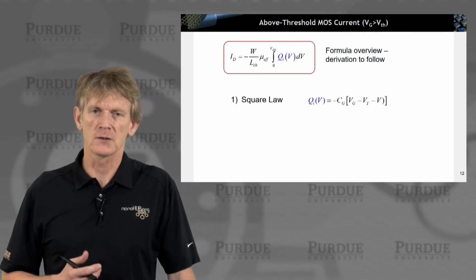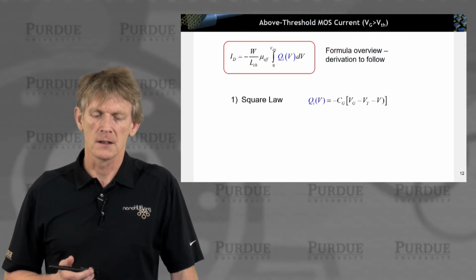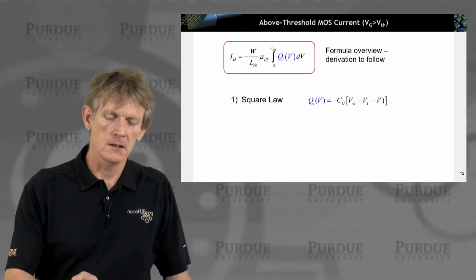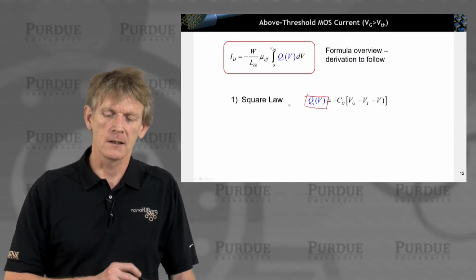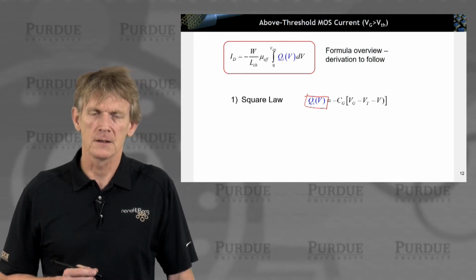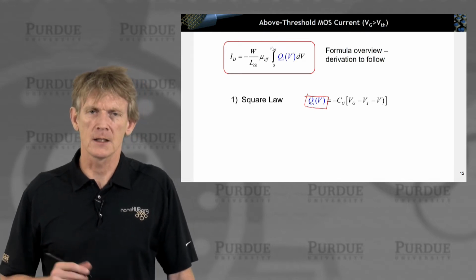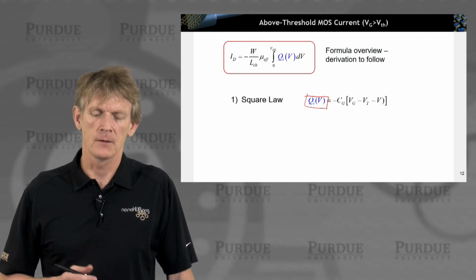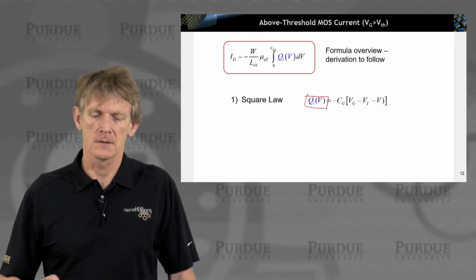There's something called the square law, which gives you an approximation of the charge in the channel as a function of drain voltage that is falling off the overall potential along the channel. And we would integrate over this charge.